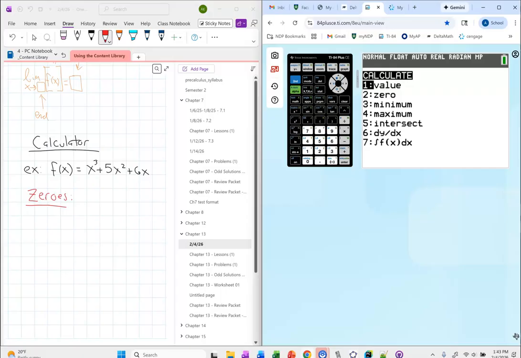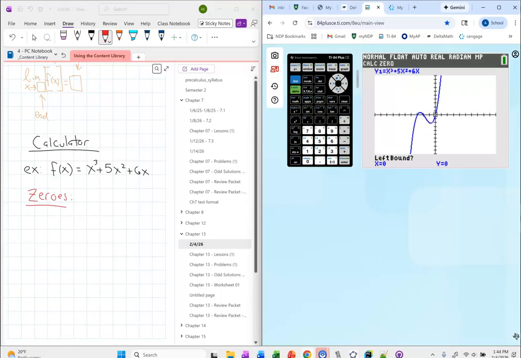0. Wait, 0. What did you press to get there? Second and trace up at the very top. So I'm going to pick the 0 command. Now look at the bottom of your screen. Your calculator says left bound. It's going to ask us 3 questions that we need to answer.